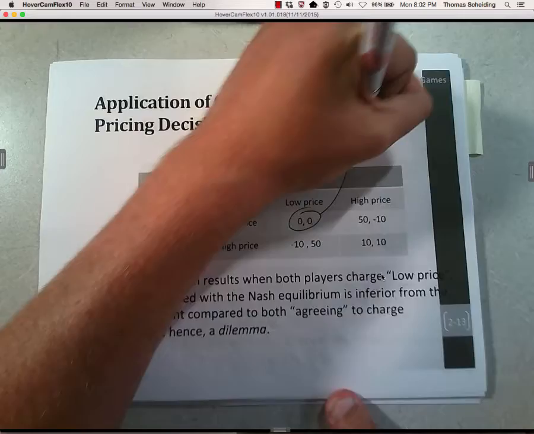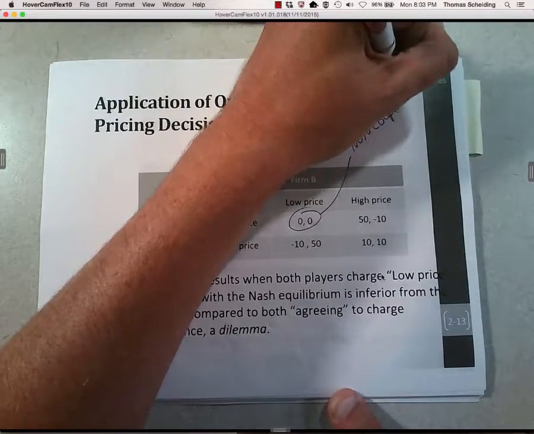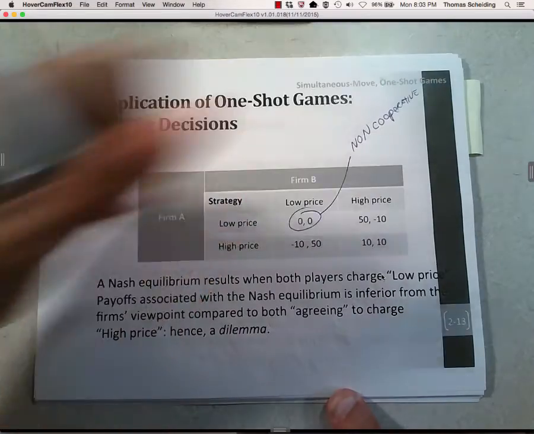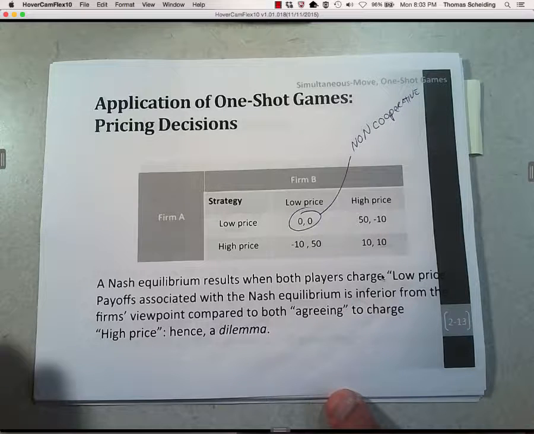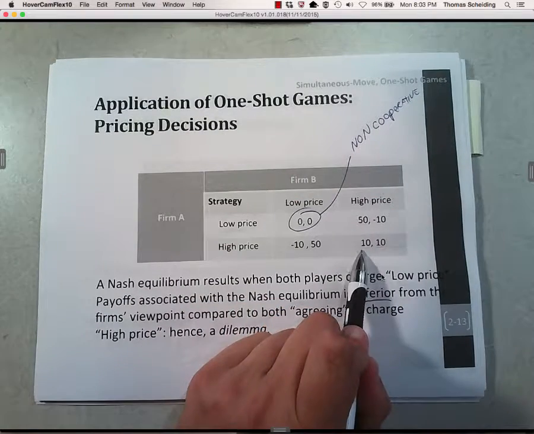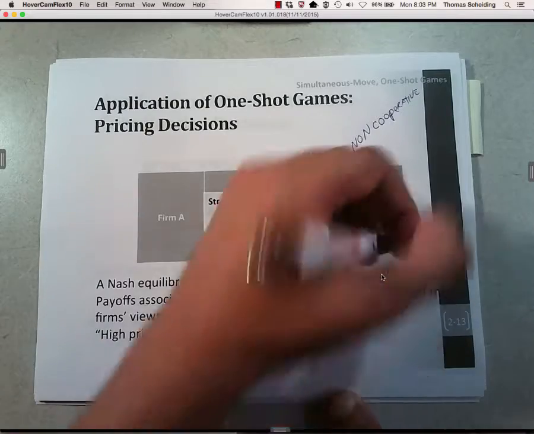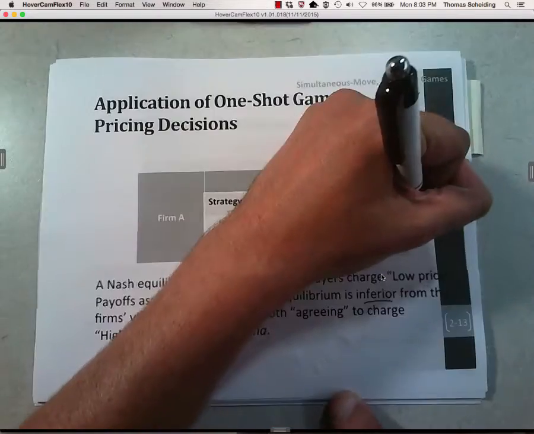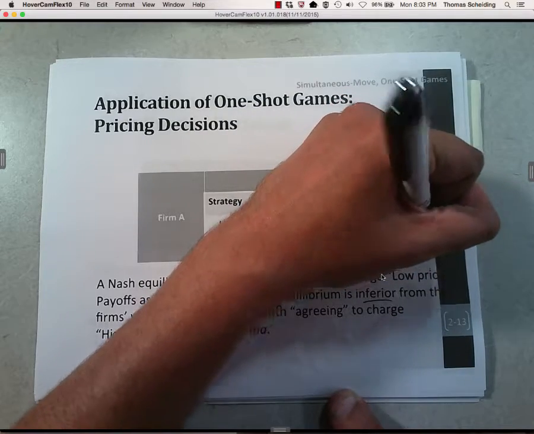The non-cooperative Nash equilibrium, which is both of them charging the low price, if that's both their dominant strategy, it's actually inferior. They would be better off both agreeing to charge the high price. They could earn a joint profit that's higher. But what's the problem? This is a better equilibrium, but it's not stable.